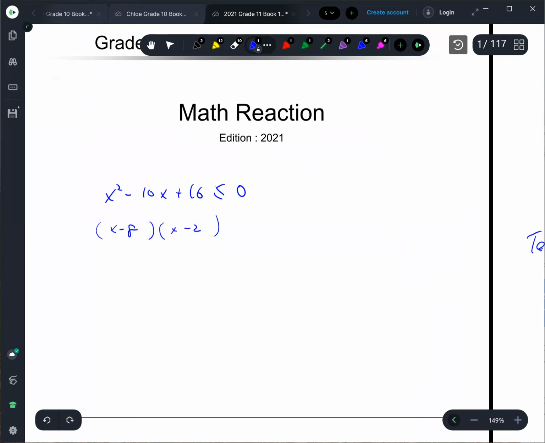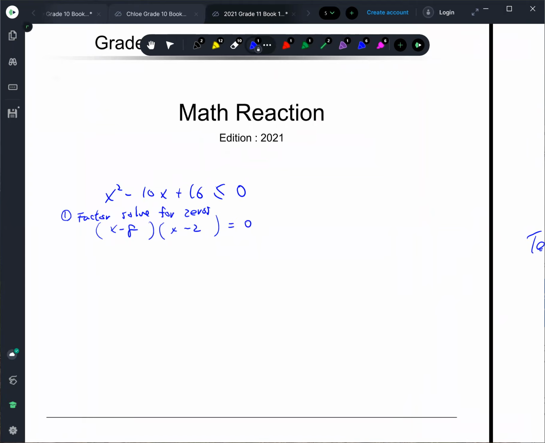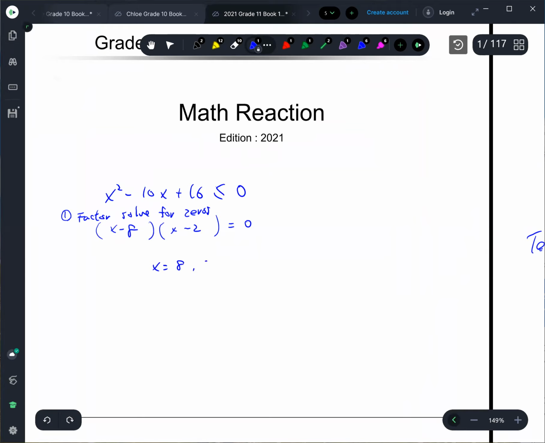Okay, so your first step: factor and then solve for zeros. You can write this down. Factor and solve for zeros. So you pretend it's equal to 0 first. Ignore the inequality. So it would be 8 and 2, so x equals 8 and 2. Those are the x-intercepts, right? We covered that today, right?